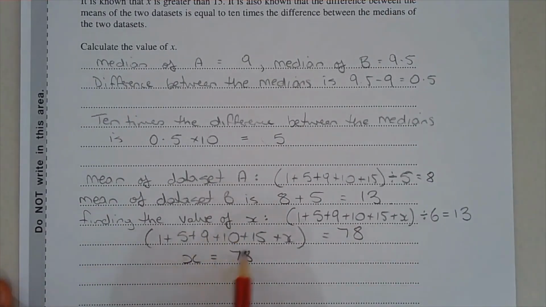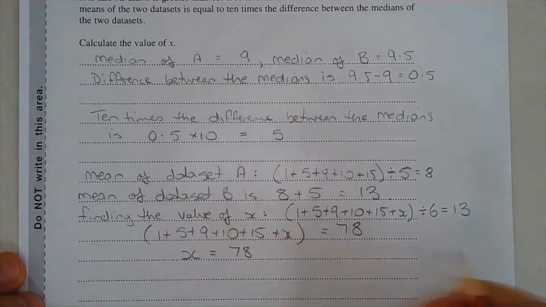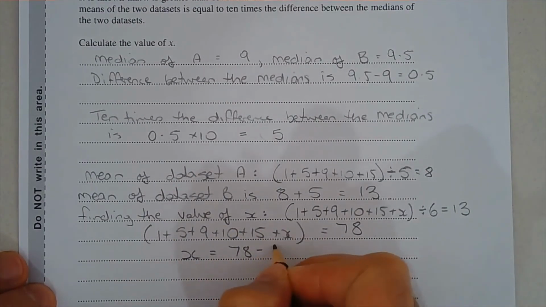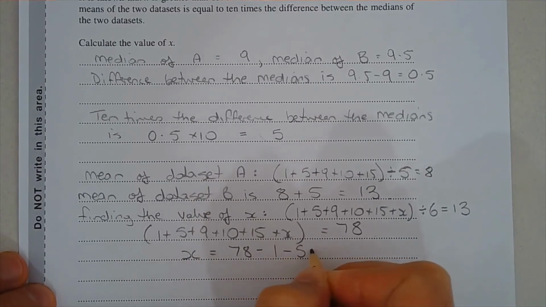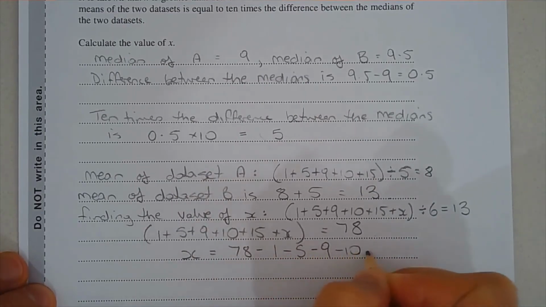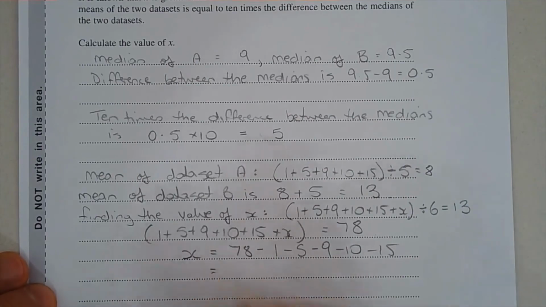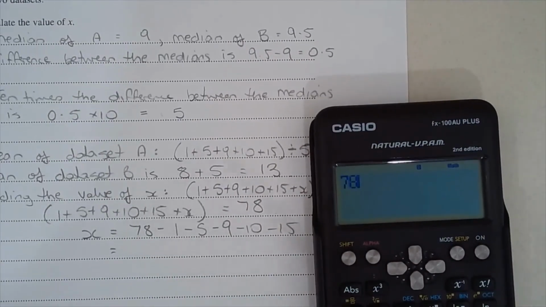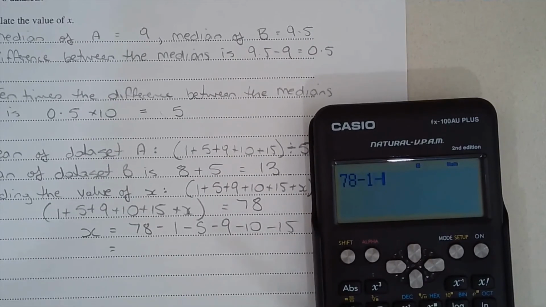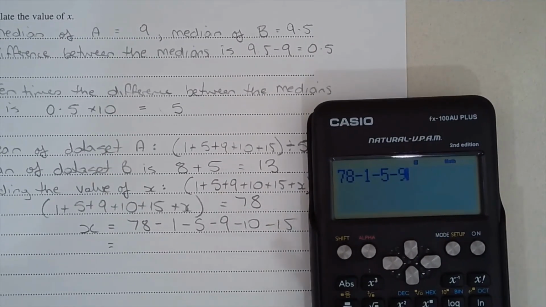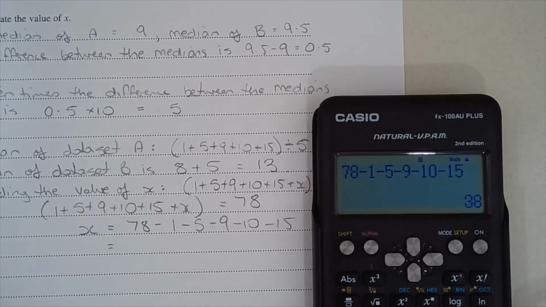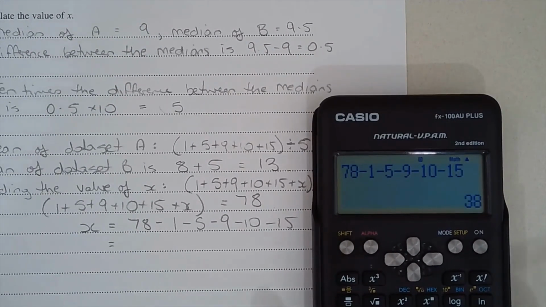So therefore, and if we subtract all these numbers, I could add them up first and then subtract from 78, but I might just do this: 78 minus 1, minus 5, minus 9, minus 10, minus 15, and that'll give us our value of x. And the value of x there is 38.